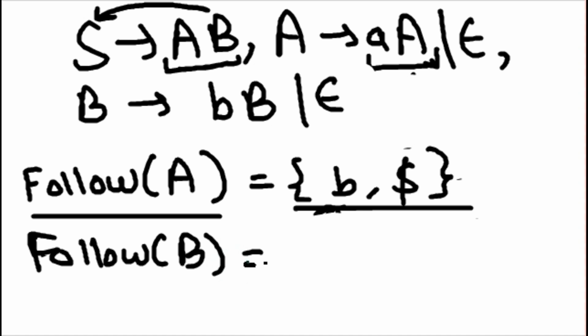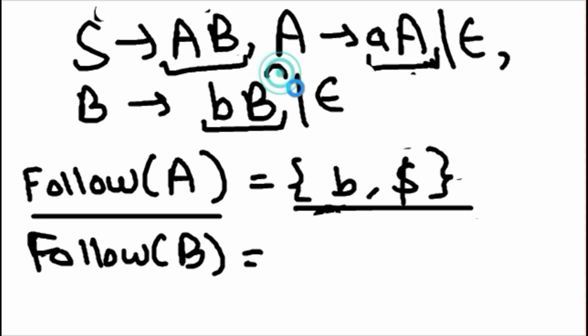Now let us look at B. To find the follow of B, you can see that there are two B's. You always have to look at the right hand side. So this is the right hand side, this is the right hand side. So you always have to look at the right hand side, not on the left hand side. So when you look at the right hand side, after B there is no symbol. So what you have to do is you have to go back to the first B and include dollar, because dollar is the follow of the start symbol.